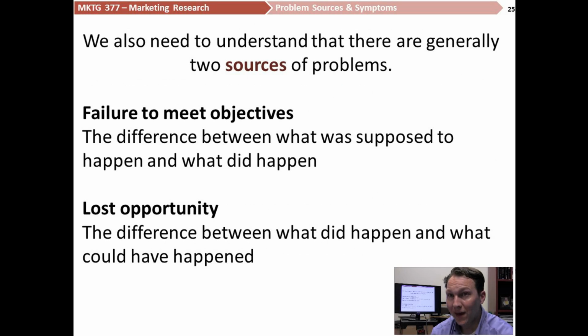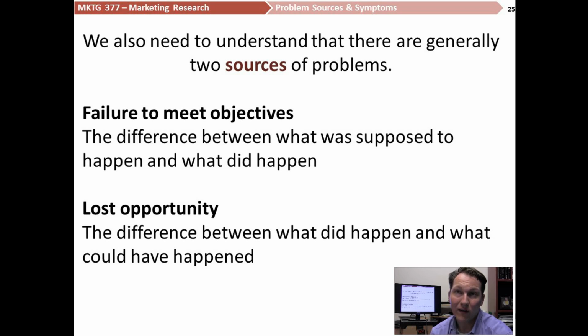So generally speaking, your textbook authors talk about the fact that there are generally two sources for problems. There are other sources, but these are the two most common. The first that they mention is what they call failure to meet objectives, and that's very simply the difference between what was supposed to happen and what did happen. So in other words, we expected sales to be steady and all of a sudden they dropped and we don't know why.